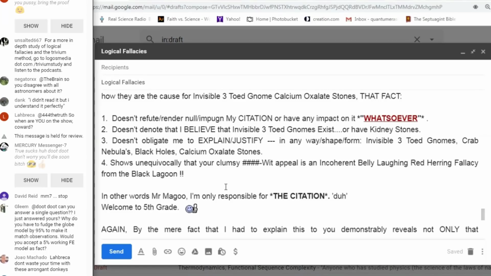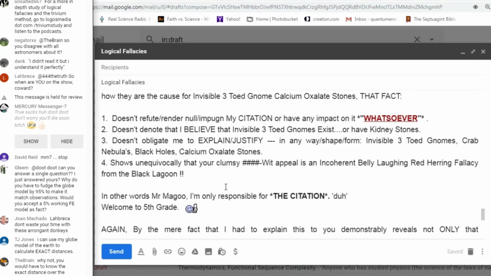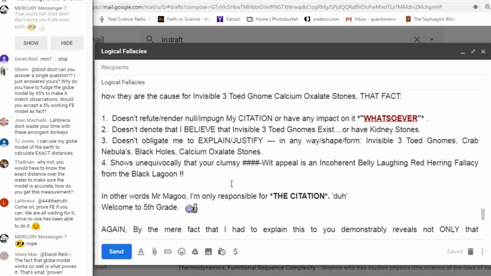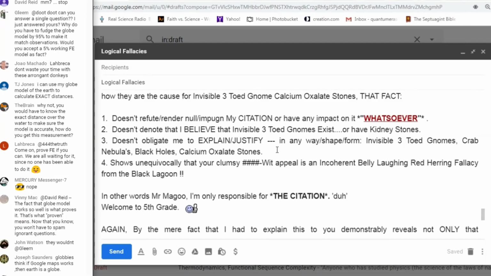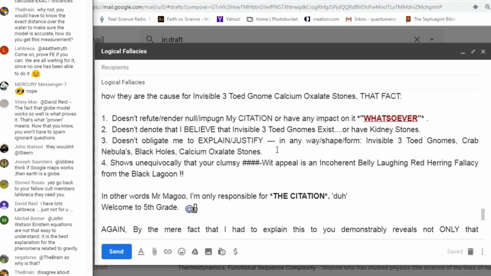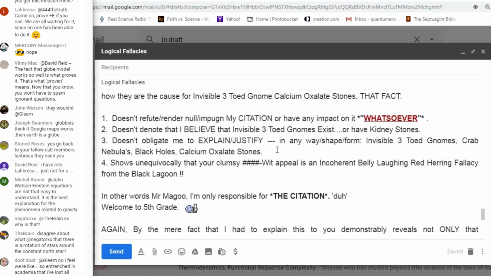Number 2, doesn't denote that I believe that invisible three-toed gnomes exist or have kidney stones. Number 3, doesn't obligate me to explain, justify in any way, shape, or form invisible three-toed gnomes, crab nebulas, black holes, or calcium oxalate stones. Number 4, shows unequivocally that your clumsy, jacked up appeal is an incoherent, belly laughing, red herring fallacy from the Black Lagoon. In other words, Mr. Magoo, I'm only responsible for the citation. Duh. Welcome to 5th grade.